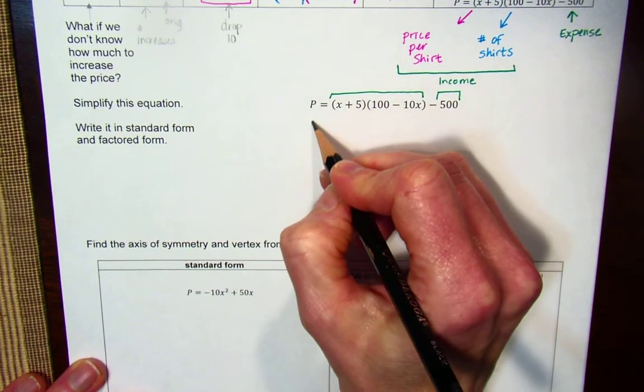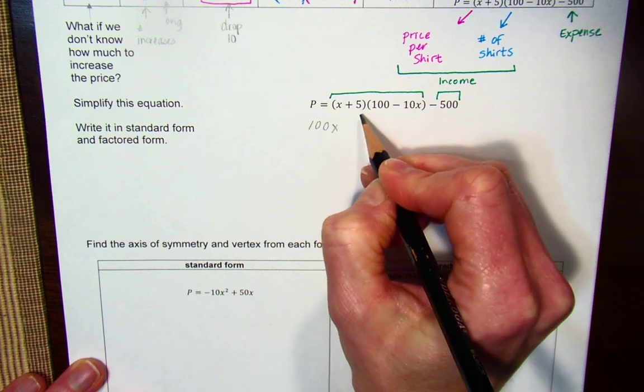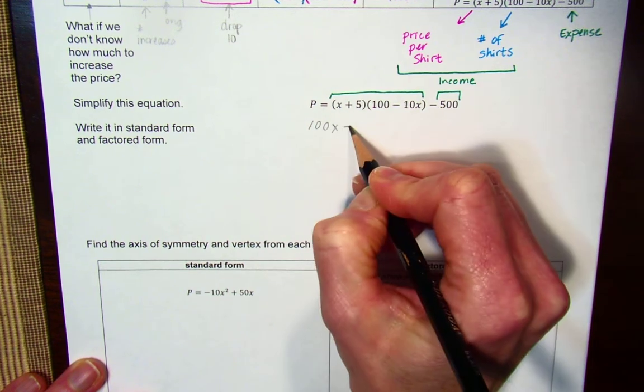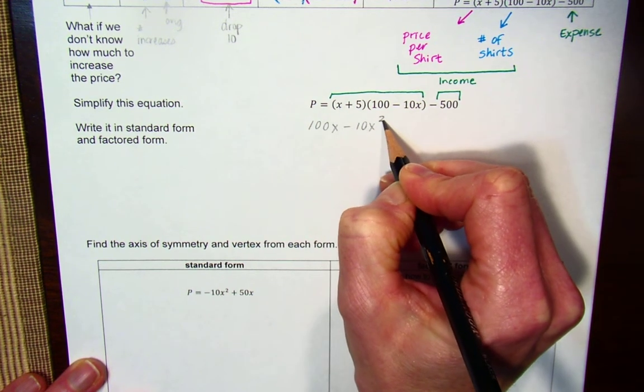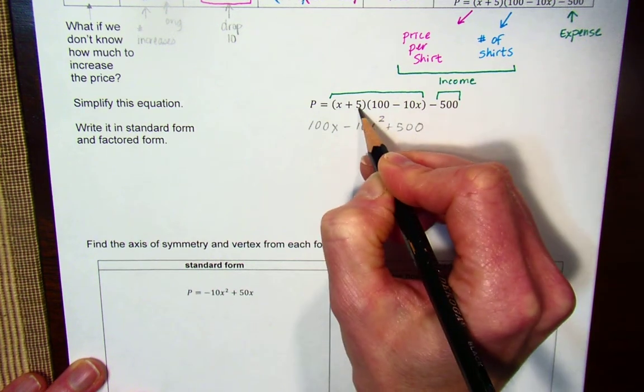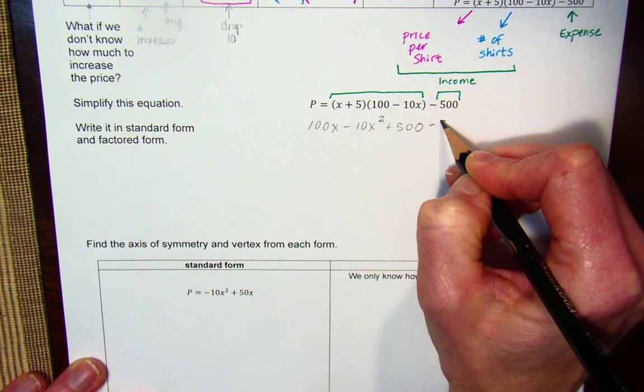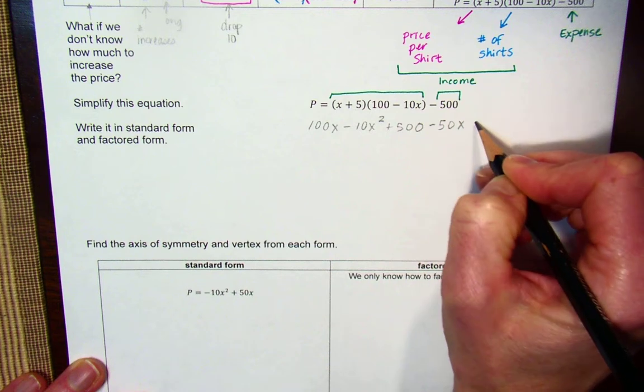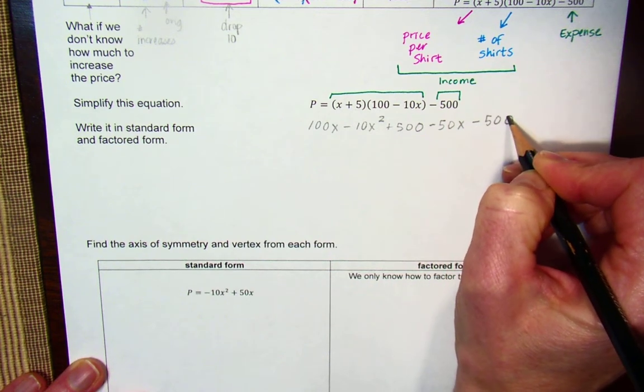x times 100 is 100x. x times negative 10x is negative 10x squared. 5 times 100 is 500. And 5 times negative 10x is negative 50x. And I still have my minus 500 at the end.